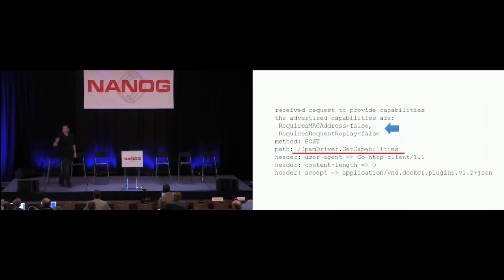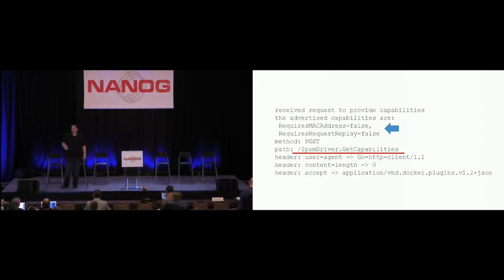Then there will be a call to IPAM driver get capabilities. That call instructs the plugin to provide two instructions. One is whether the plugin requires Docker to generate a MAC address for the container. Otherwise, what you want to do is say, I don't want Docker to provide me a MAC address. I want to create my MAC address myself.